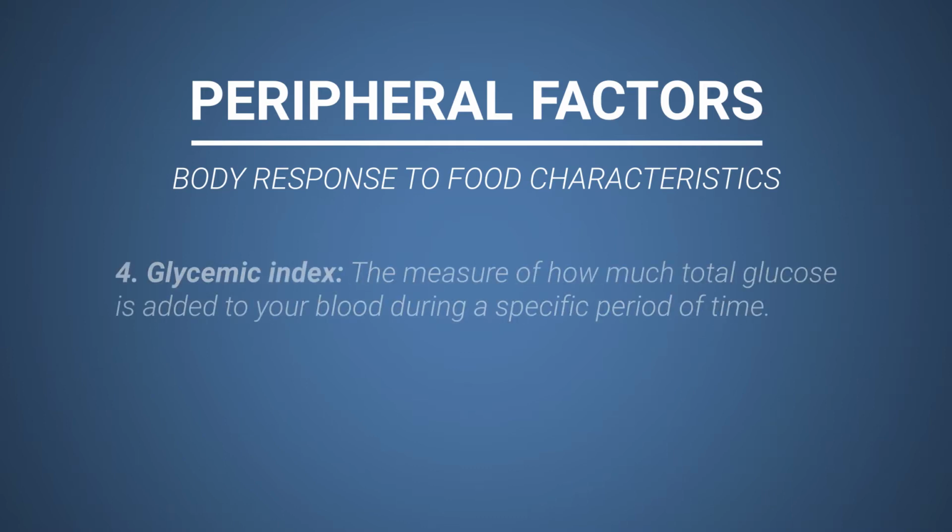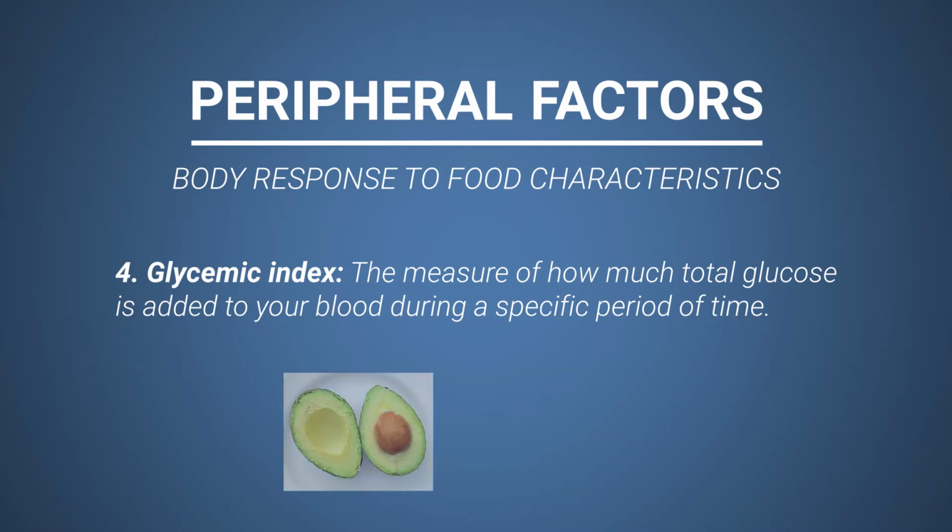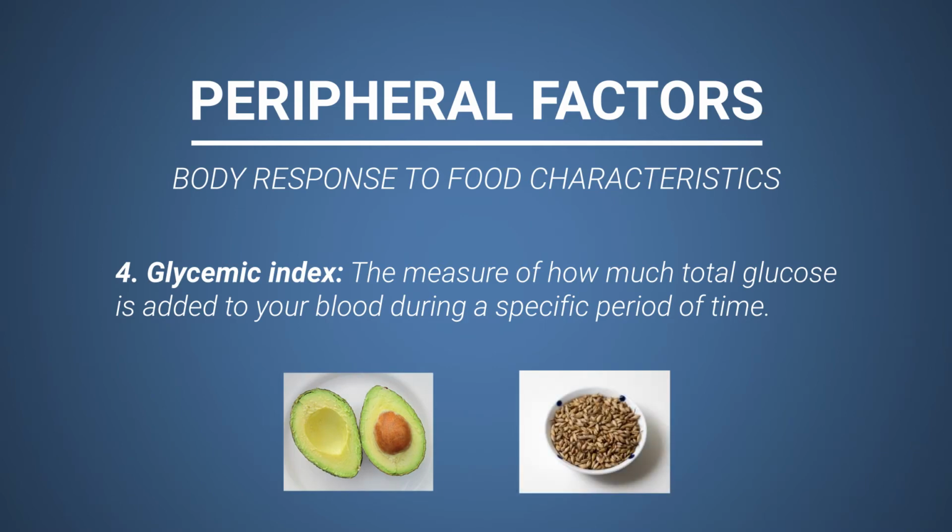Another food characteristic is glycemic index. When a food is eaten, the glycemic index is the measure of how much total glucose is added to your blood during a specific period of time. If a food adds a lot of glucose to the blood, then it has a high glycemic index score. High glycemic index scores are associated with hunger, and low glycemic scores are associated with satiety. For example, a high glycemic index food, such as a refined carbohydrate like a piece of white bread, will not be as satiating as a low glycemic food, such as an avocado or a whole grain.